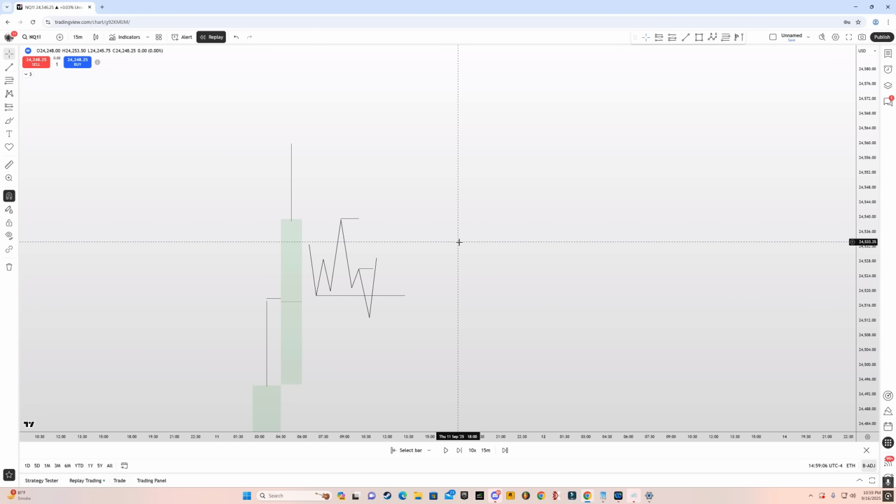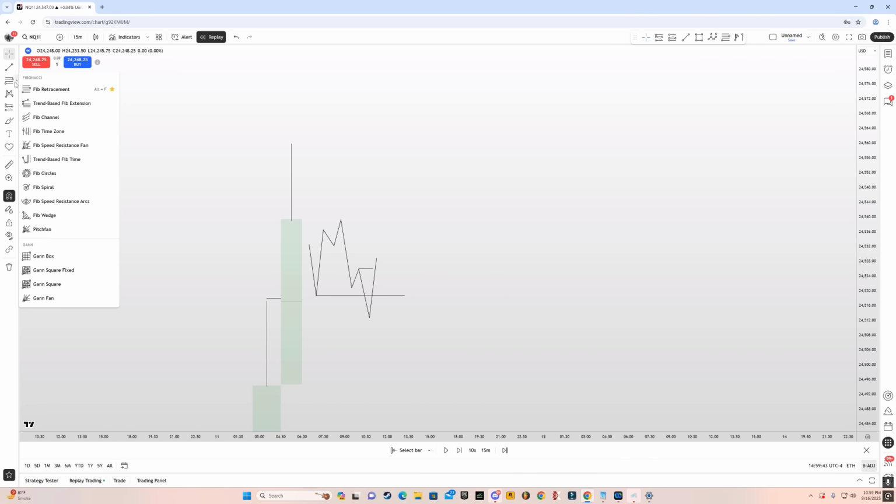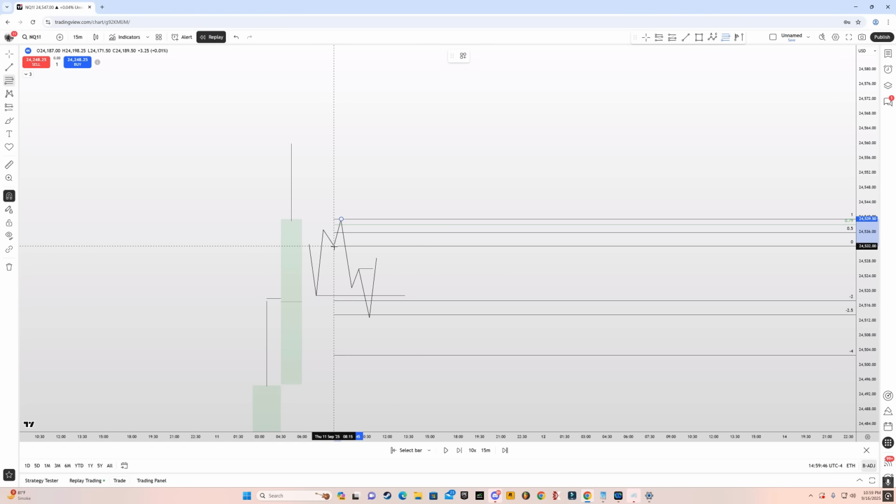Now, there is a way to identify the manipulation move to the tick and also the distribution phase to the tick. So you will know exactly where the manipulation phase is going to end and also where the distribution phase is going to end. Now, what you want to do is, first of all, identify the sell side liquidity, but also identify the most recent market structure shift that happened, right? And then use the Fibonacci from the last high to the last low.